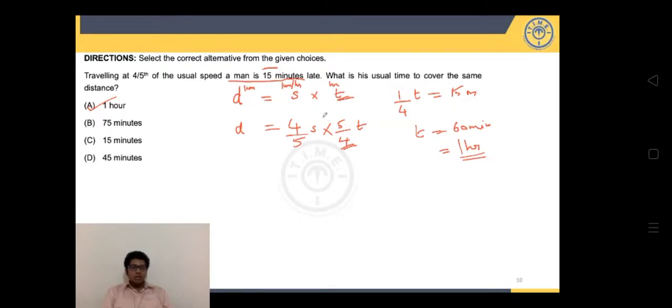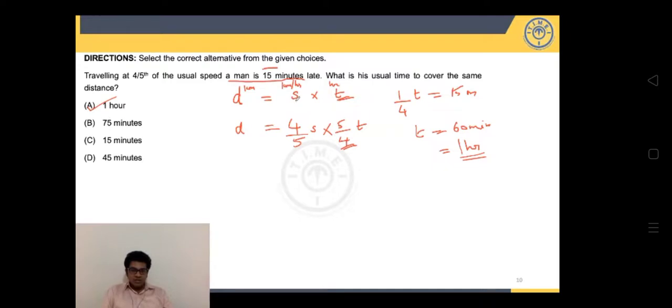Without framing the equation, can you do this question mentally? Yes. Now, you have two parameters constant. If you remember in the percentages class, length into breadth is a constant. When one parameter increases, the other parameter will decrease. Or price into consumption is expenditure. You remember that question? When the price is increased by 20%, how much should the consumption be reduced so that the expenditure remains the same? Same concept here.